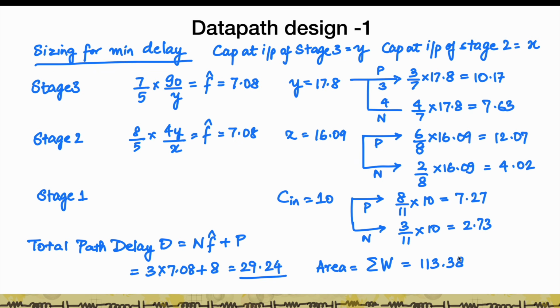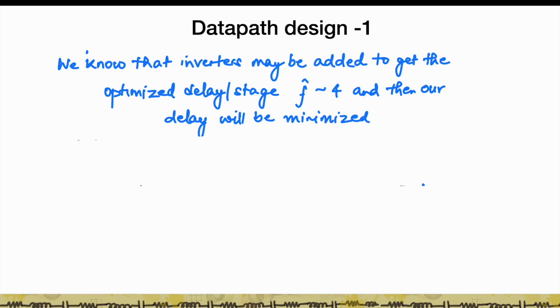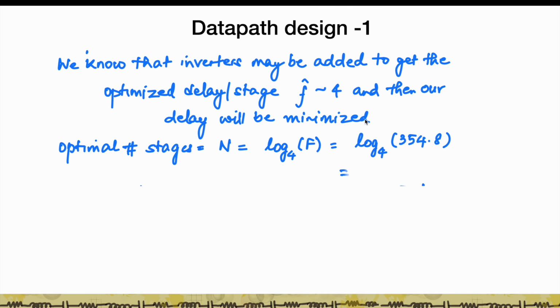Now, is this the most optimal? Is the question. And obviously, given that your F cap is 7, we know that it's not optimal. Again, I'd recommend you go and look at the old lectures. You see that you can add inverters so that you get an optimized delay roughly when F cap is 4, or the FO4 delay. And so therefore we can add inverters to this path. So let's first find what the optimal number of stages is.